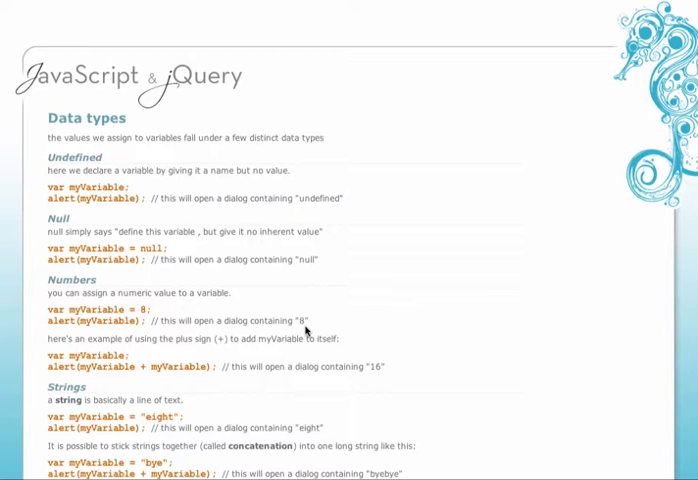The simplest of all these data types is likely undefined. If we declare a variable by giving it a name but assigning no value, the variable contains a value of undefined. Here's an example of what that looks like. Here I have var myVariable. If I then ran an alert on myVariable, this is just going to open a dialog box containing undefined.